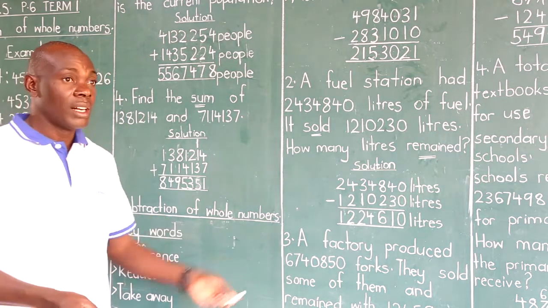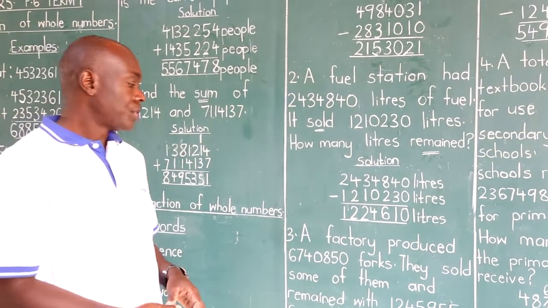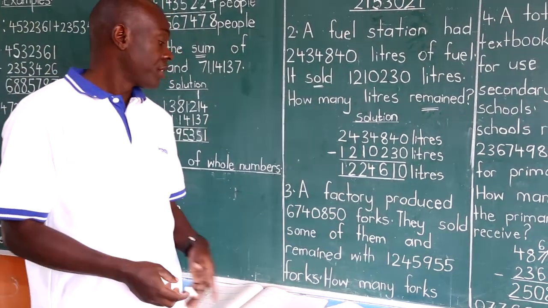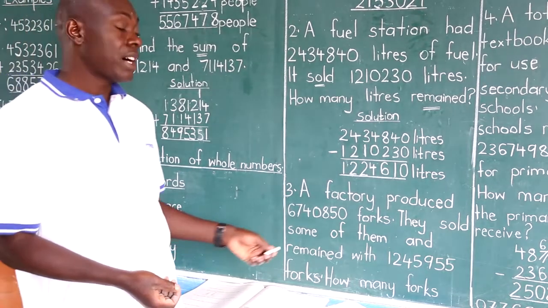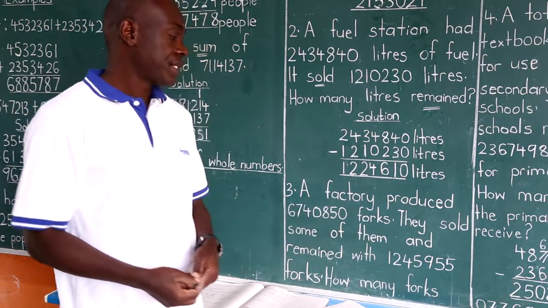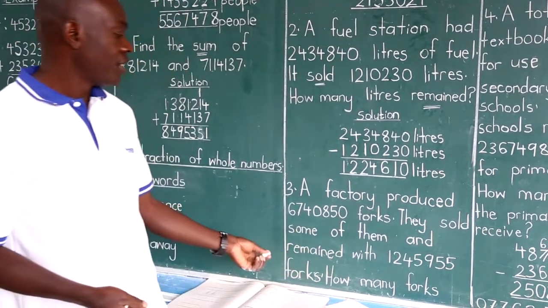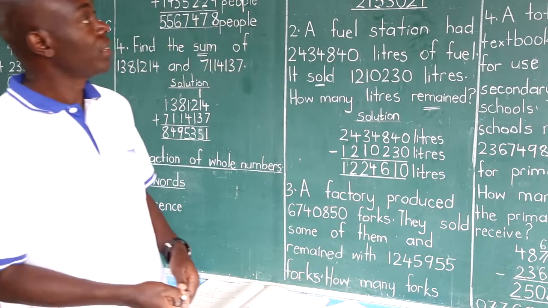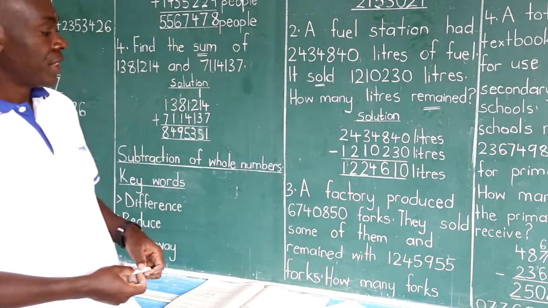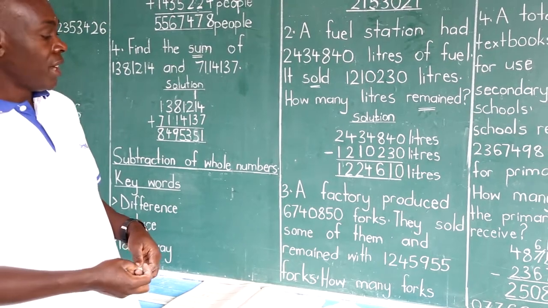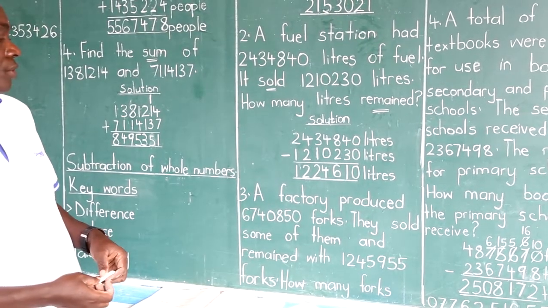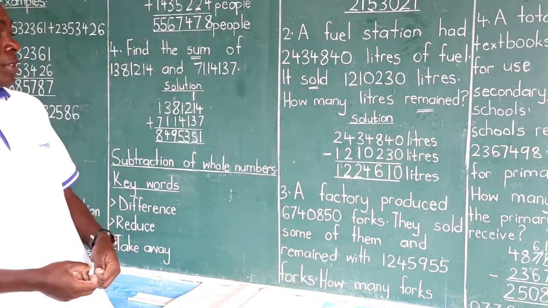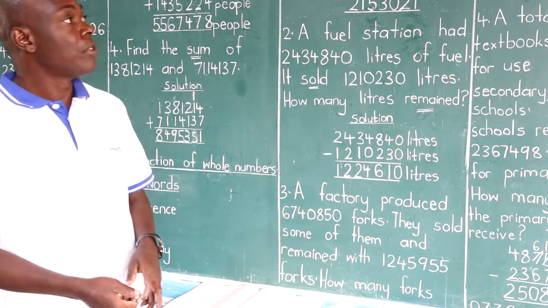Then we look at example number 3, and then choose the operation. Example 3 reads: a factory produced 6,740,850 forks. They sold some of them and remained with 1,245,955 forks. Then the question, how many forks were sold? This time around, they are giving us the number of forks that have been produced, as well as the number of forks that remained. Now they want the number of forks that were sold.